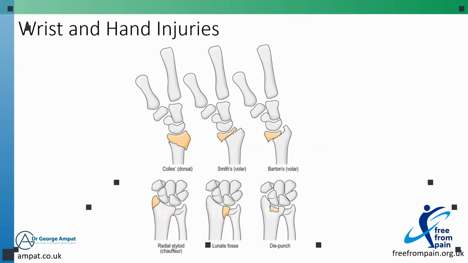The distal radial fractures can be called by different names. This is the classical Colles here.